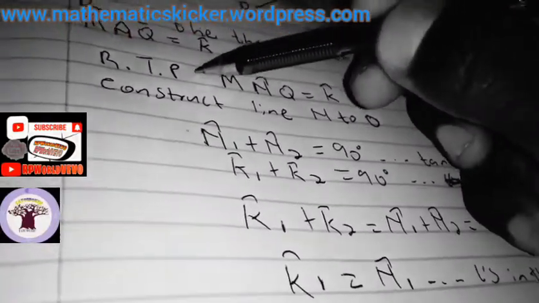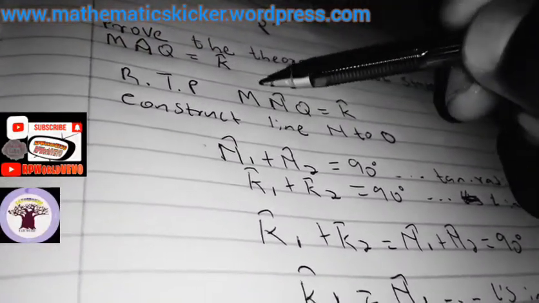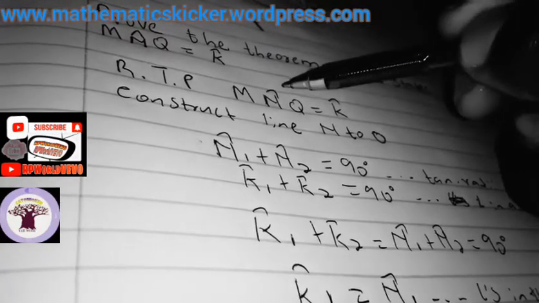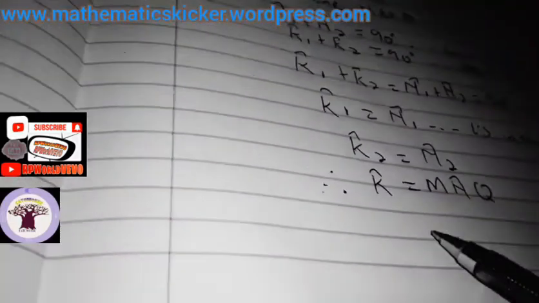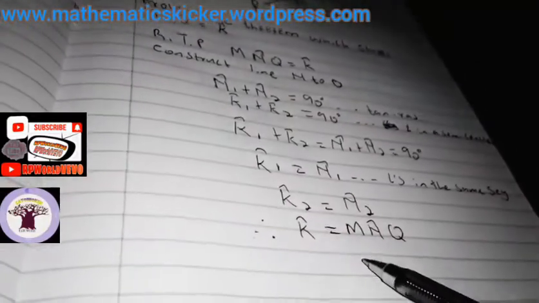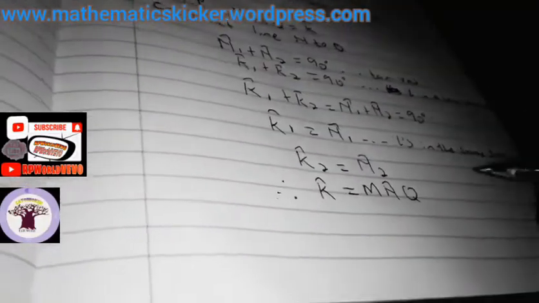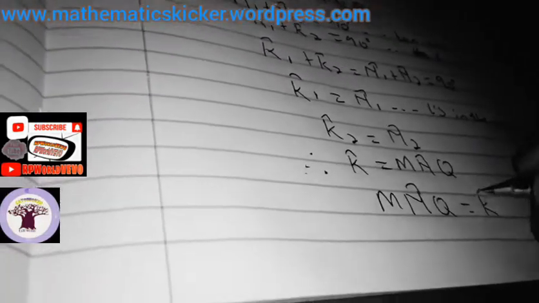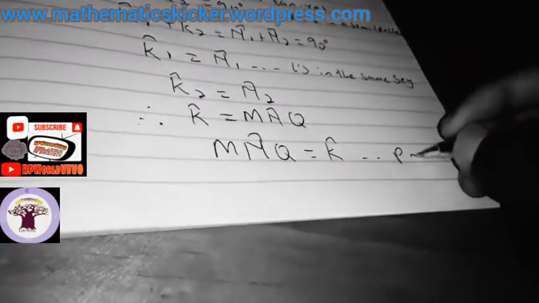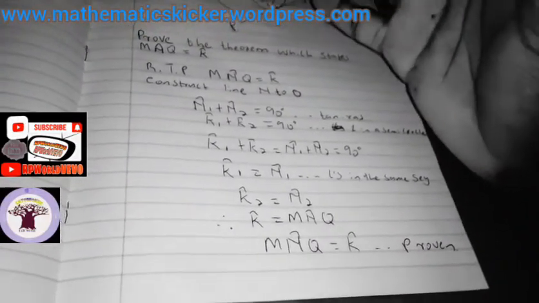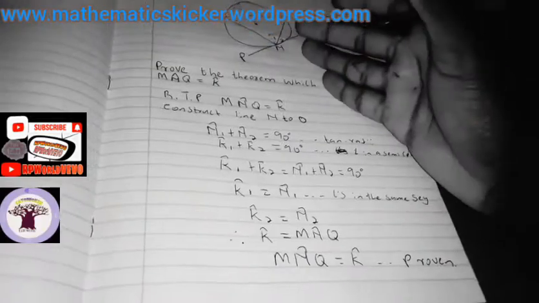We were required to prove the theorem which says angle MNQ is equal to K. And if we check our conclusion here, angle K is equal to angle MNQ. We can therefore say angle MNQ is equal to K. It's proven, and we are done. This is how we prove this theorem. There are two ways of proving this theorem. Always remember to provide your reason when proving this theorem.